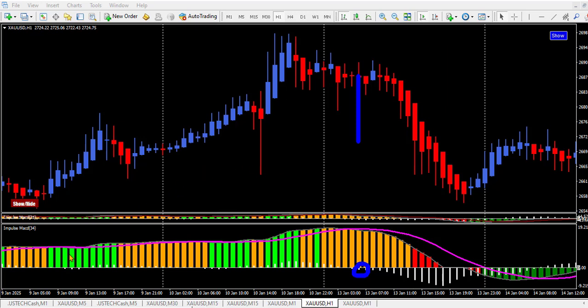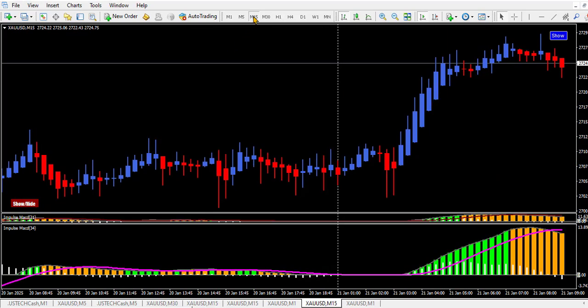So let's check other pairs. This is gold on 1 hour time frame. But before we go to other pairs, let's check 1 minute or 5 minute time frame and see if it is accurate also. Here it is on 15 minute time frame.